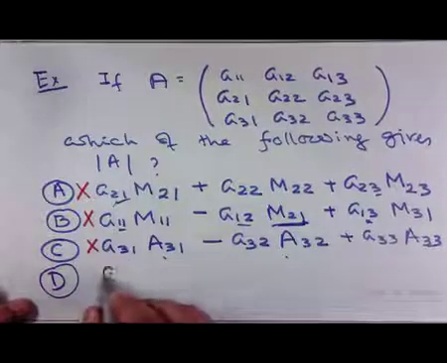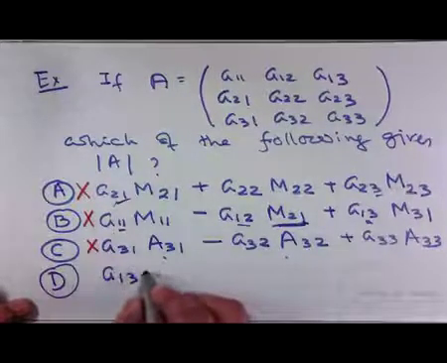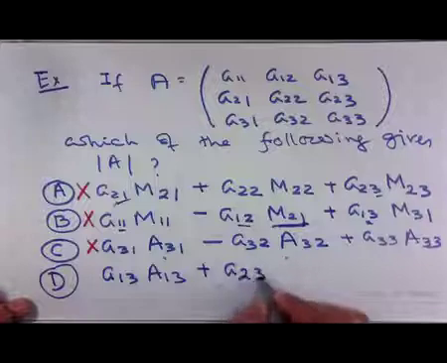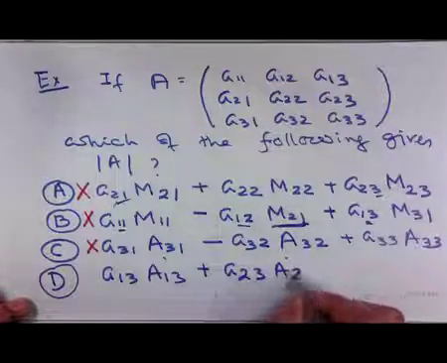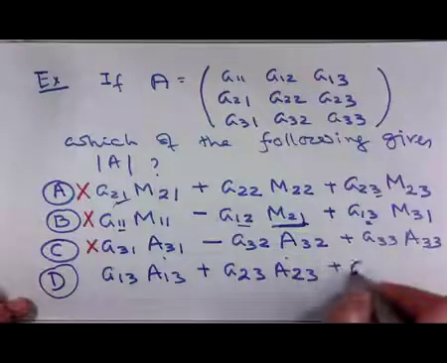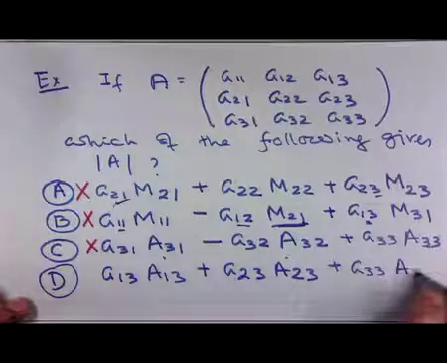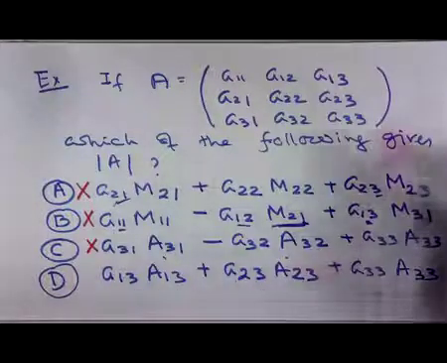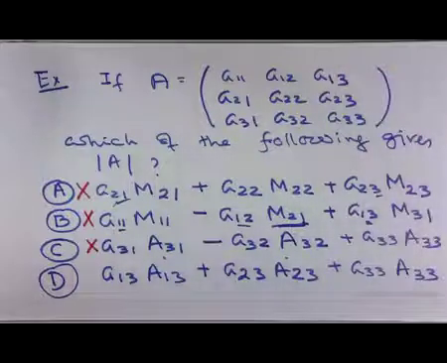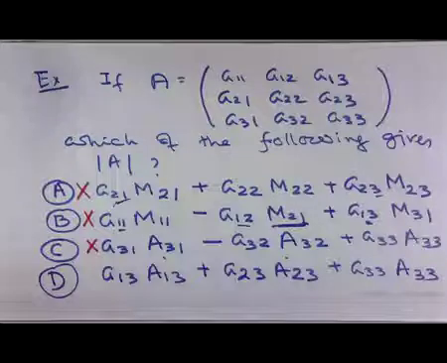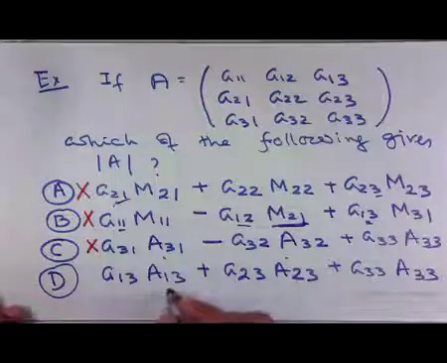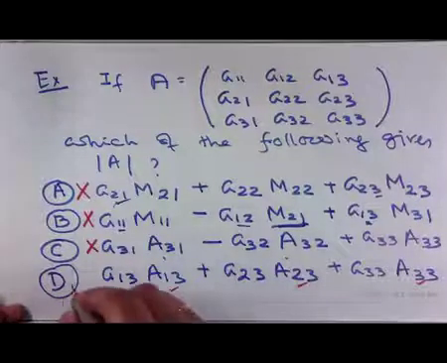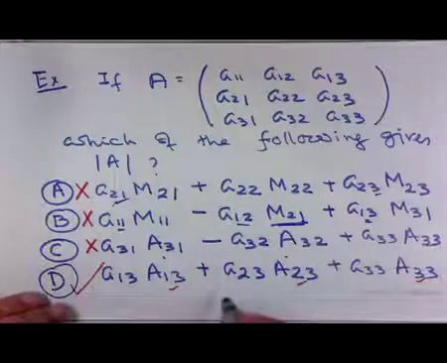Option D is a13 into A13 plus a23 into A23 plus a33 into A33. If we look at that, we can understand that we are expanding along column number 3 and each term has been suitably multiplied by the corresponding cofactors. Therefore, this is the right answer. Therefore, answer is option D.